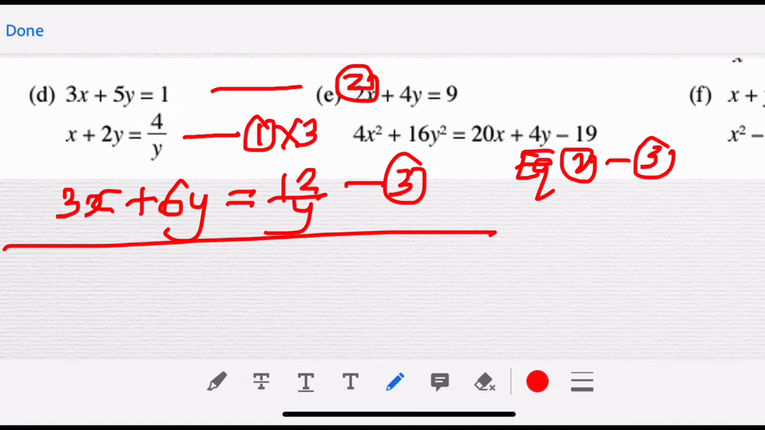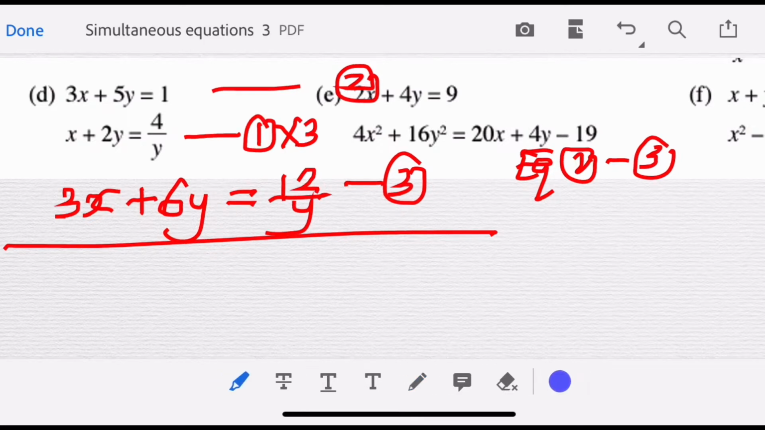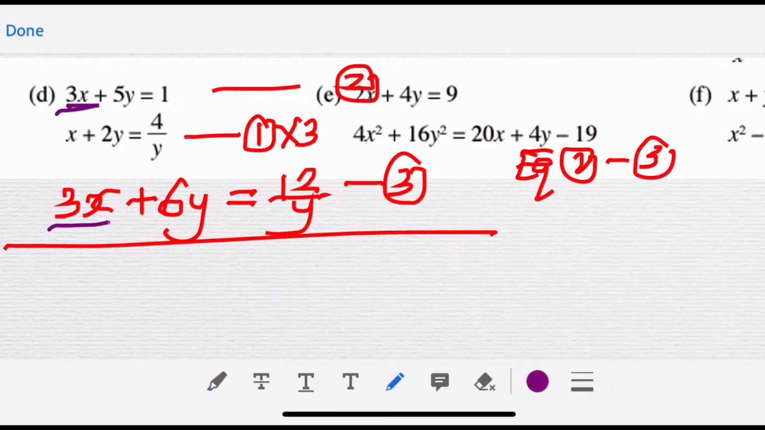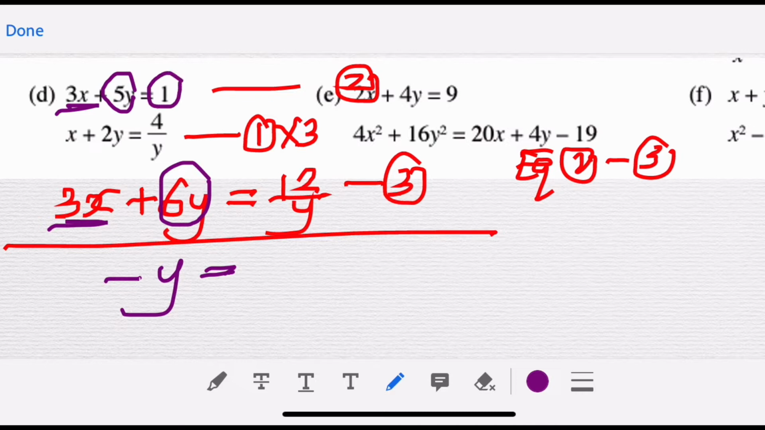Okay, so that means I need to be very careful when we do elimination. I will focus on the 3x. When I minus, the 3x is no longer there. So 5y minus 6y will be negative y. And here I have 1 minus 12 over y, right?